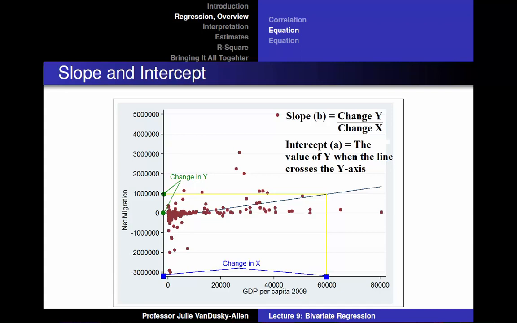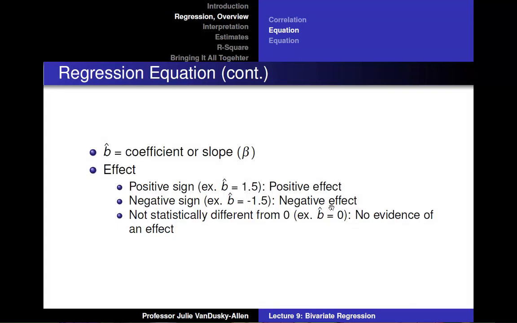Now imagine I tried to draw a line through the middle of these observations myself and tried to estimate the regression equation. The y-intercept a hat would be the value of y when the line passes through the y-axis. Next, the slope b hat is simply the change in y over the change in x. B hat is very important in the regression equation because it tells us whether the independent variable has a positive, negative, or neutral effect on the dependent variable.